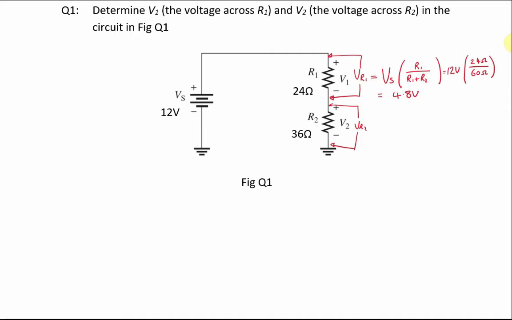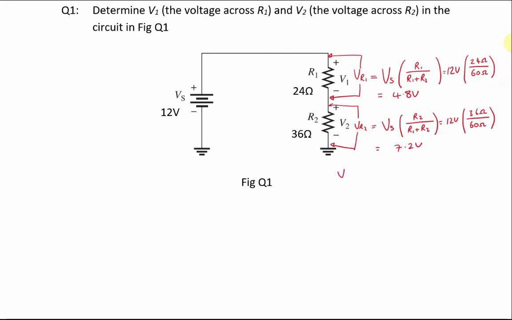Now to find the voltage drop across R2, we can take the exact same approach. So VR2 is your voltage supply, multiplied by the resistance we're interested in, R2, divided by the total resistance in the series network, R1 plus R2. You can plug in those values, 12 volts, and here we have 36 ohms divided by R1 plus R2, which is 60 ohms. And you plug those values into the calculator, you'll get 7.2 volts.